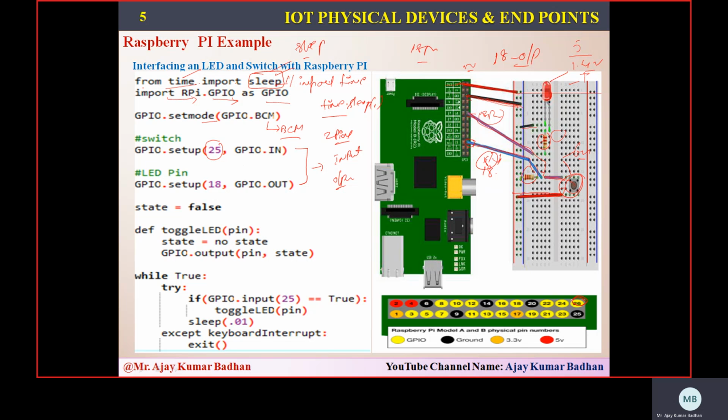Have you seen this? So, general purpose input output pin. He is using something called the 25th pin here, a ground pin. He is using this for the ground purpose. Okay, fine, I understood.